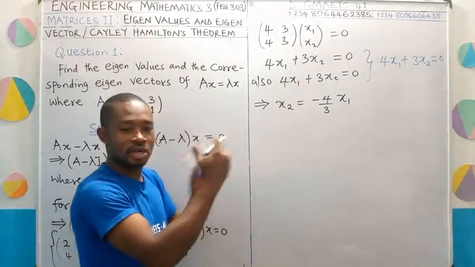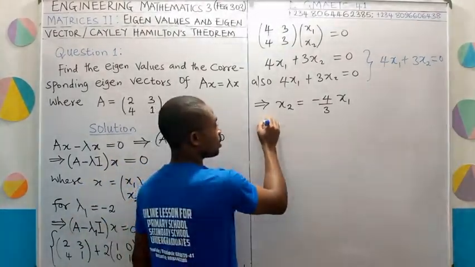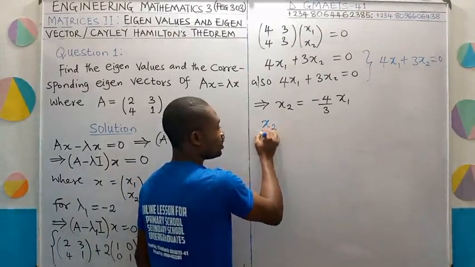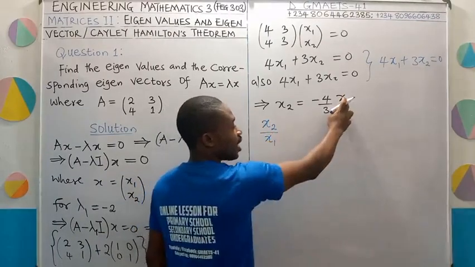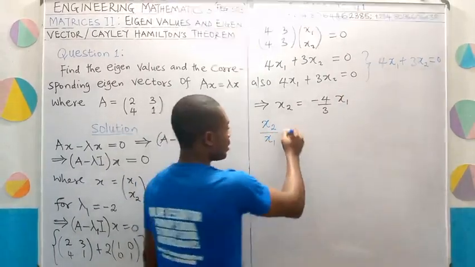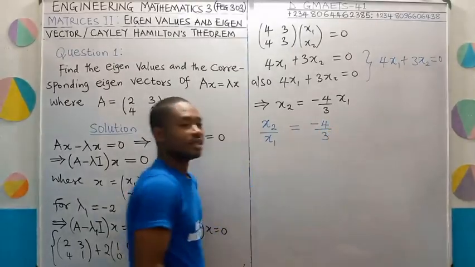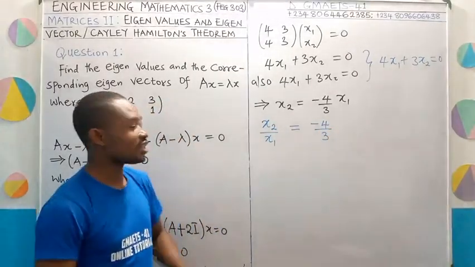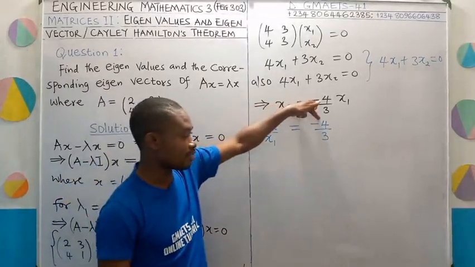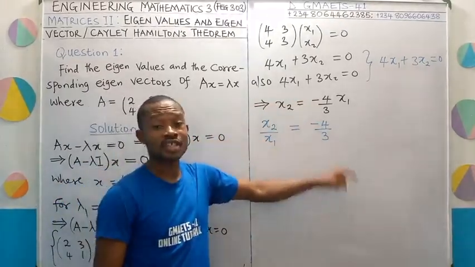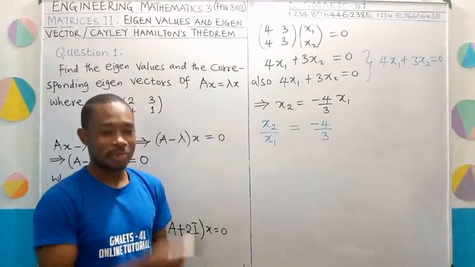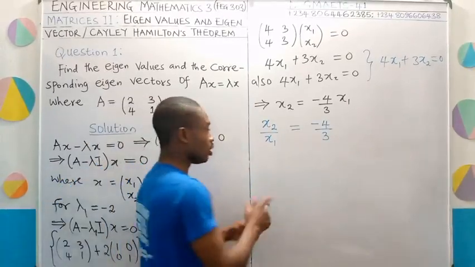At this point, what do we do? I am going to write this as a ratio of both sides, so that this will become x2 divided by x1. I divided through by x1, are you getting me right? And then that is equal to minus 4 all over 3. This thing I did here is simply telling us that x2 is equal to minus 4 and x1 is equal to 3. That is the interpretation of what I've done here.